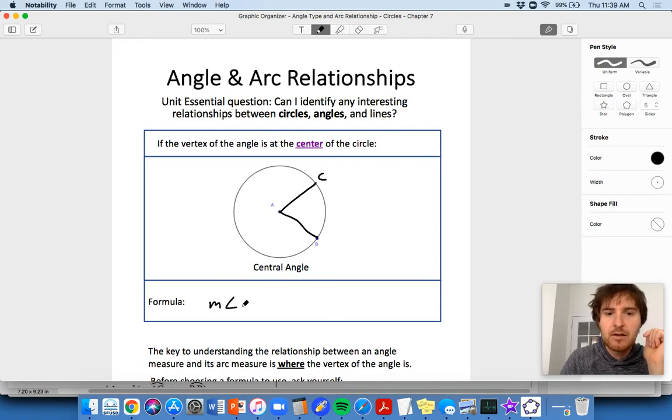Measure of angle ABC. If my vertex of the angle is at, well, what's significant about the vertex of this angle? That's the center of the circle. This is circle A right here. So if my vertex of the angle is at the center of the circle, what can I say? What's the relationship? Well, the central angle, remember, defines the arc measurement.